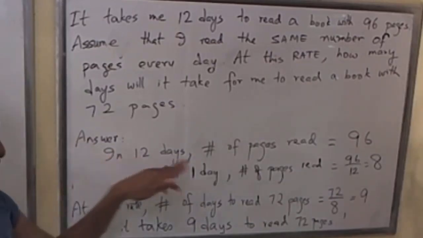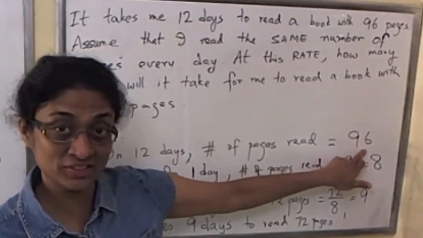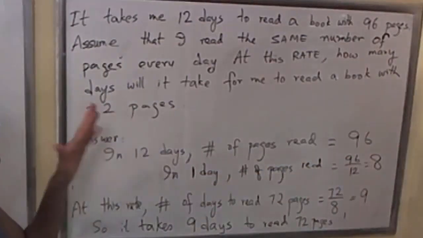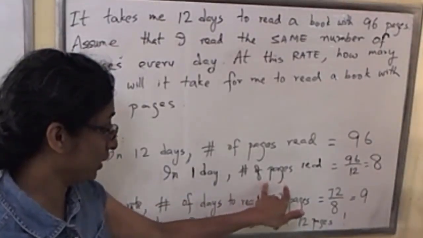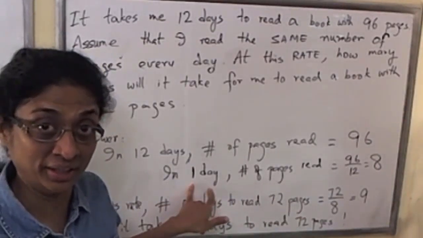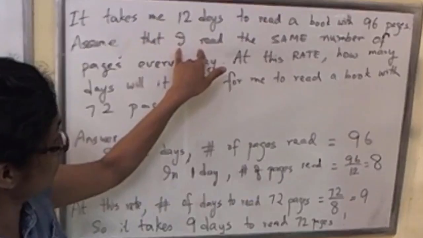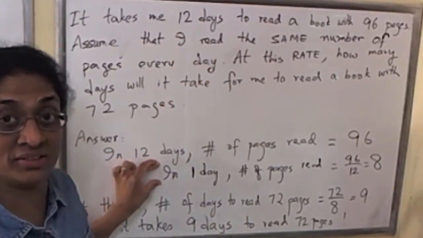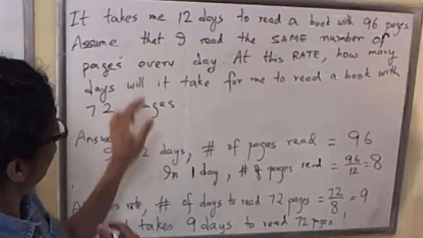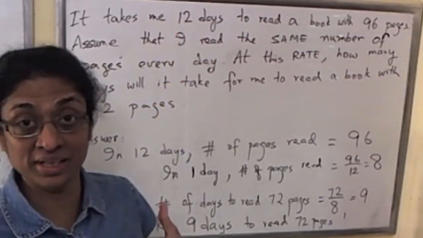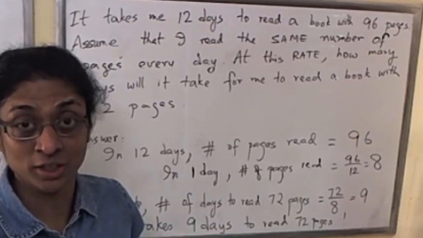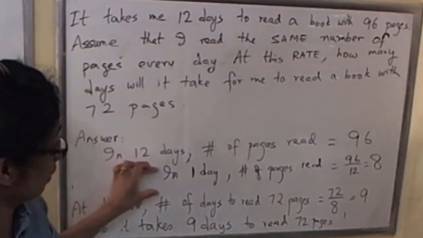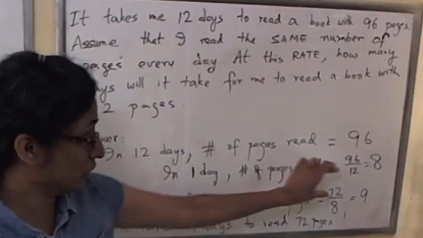In 12 days, the number of pages that we read is 96. And since I'm making the assumption that every single day I read the same amount, we can calculate how many pages we read in one day. Notice that without this assumption, we cannot write this sentence, because it may be that I don't read at all for 11 days, and then on the 12th day, I read all 96 pages. So without this assumption, it does not make any sense to write this particular line.